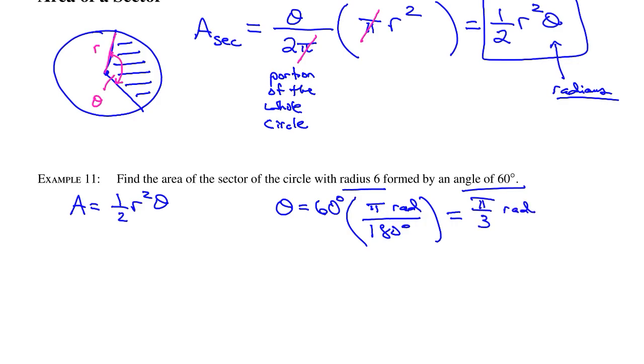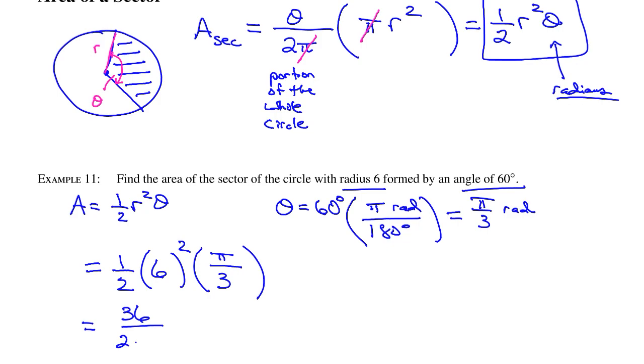So here's where the pi comes back into our formula. So we're going to have 1/2 times 6 squared times theta, but in radian form, so it's pi over 3. And 1/2, 3 in the bottom, 6 squared is 36, and then pi, and then 36 divided by 6 is 6. So this is 6 pi, and that's the answer.